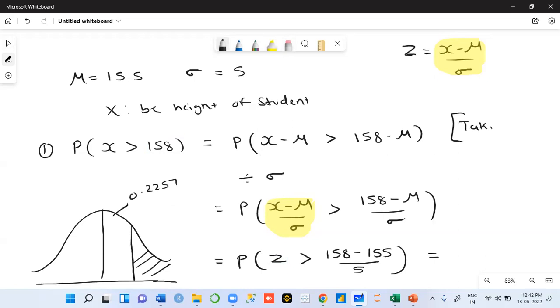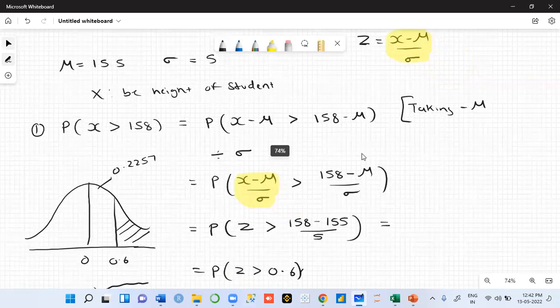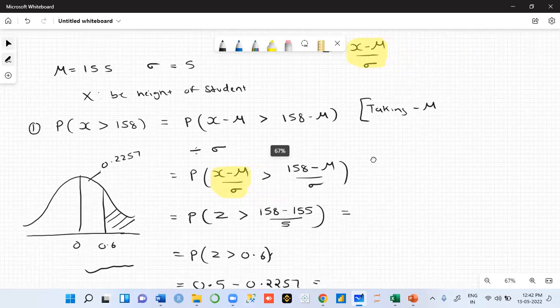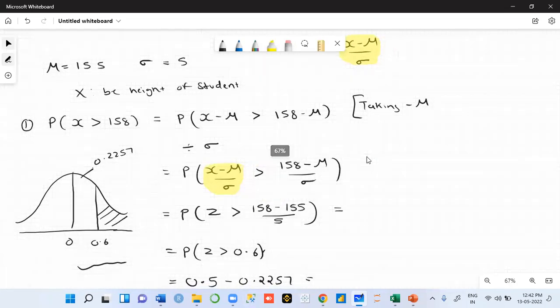Taking minus mu. Why are we doing this? Because we have to convert data into Z. For Z only we get probability. That's why we are converting into Z. Is this clear? X minus mu is done, right, then?